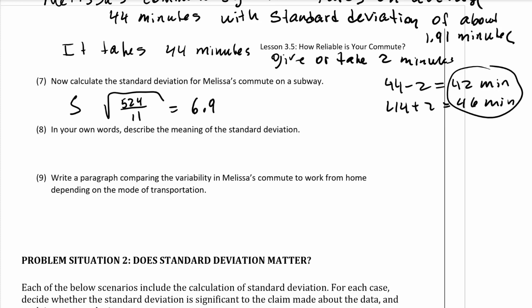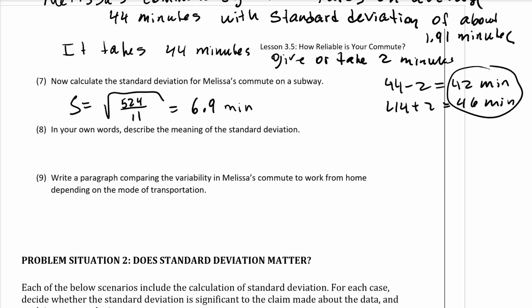The usual notation for standard deviation is the letter S or sometimes SD. In our class, we're not going to worry about the notation, so you can use whatever. You can use S for standard deviation. All right, in your own words, describe the meaning of a standard deviation. I'll give you a moment.